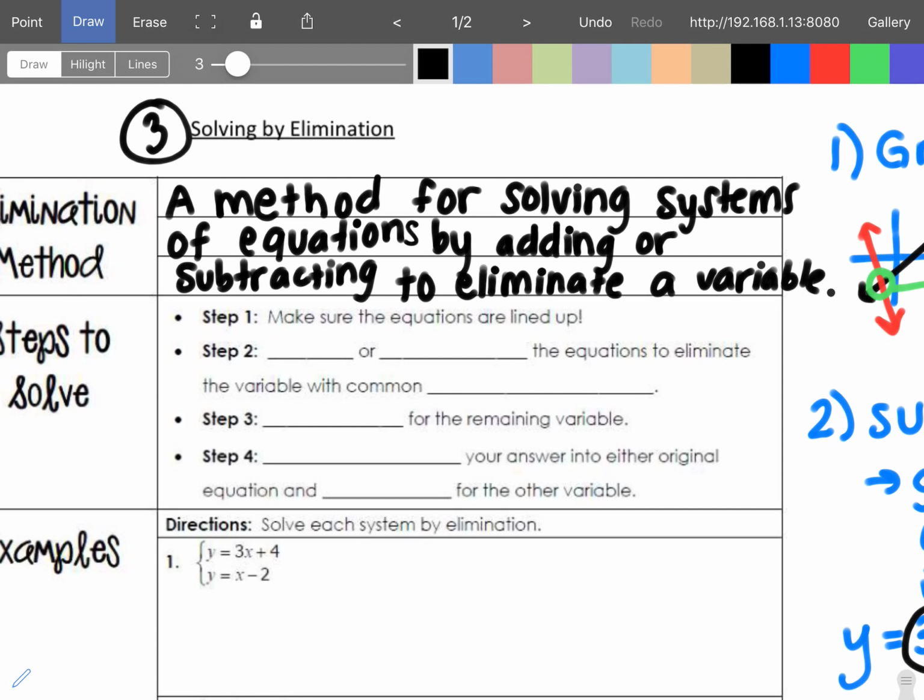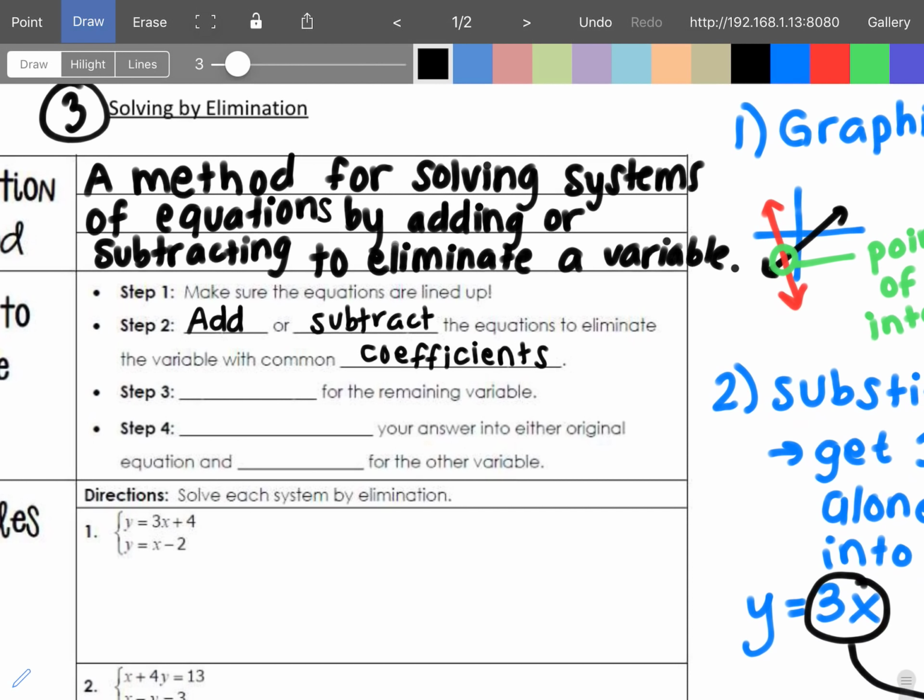So step 1, let's look at the steps. Make sure the equations are lined up. That's really important. You have to make sure the equations are lined up, and we'll talk about that. Then we're either going to add or subtract the equations to eliminate the variable with common coefficients. Coefficients is a fancy word for the number in front of the variable. So if you don't know what that means, number in front of variable.